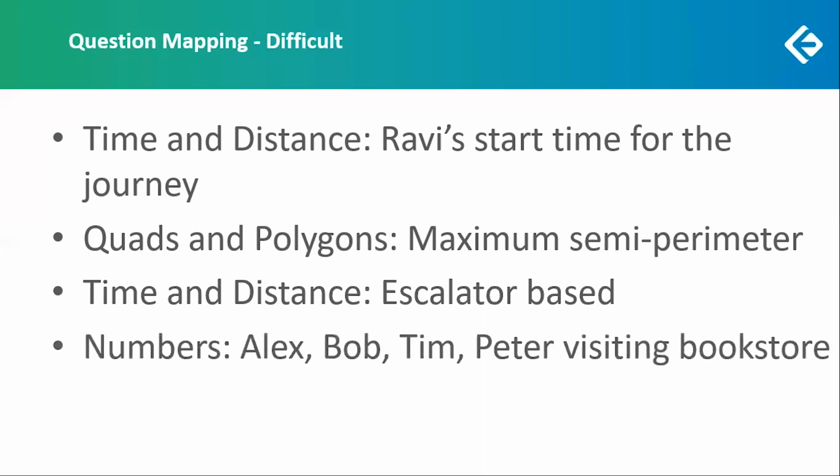A question based on two friends and their sons named Alex, Bob, Tim and Peter. They were visiting a bookstore. Certain information was given: the difference between the amount spent by the father and the amount spent by the son was equal to 21 for both the pairs, and the difference between Tim and Peter was 5. That was the information given. You can try different combinations and find out the number of books that each one has bought.